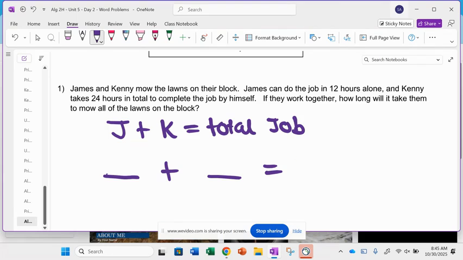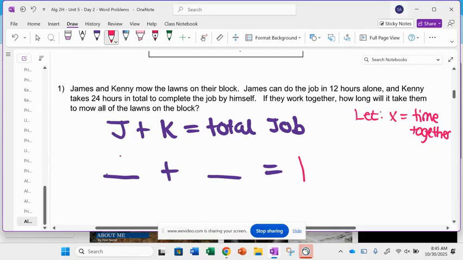Since this is a group work problem, I'm going to make two fractions. The numerator is going to be their time together. The denominator is their individual time. And that's going to equal the total job, and we know the total job has to be 1. Do we know how long their time together is? No, that's the unknown. So I'm going to let X equal time together, and I'm going to put an X in both numerators.